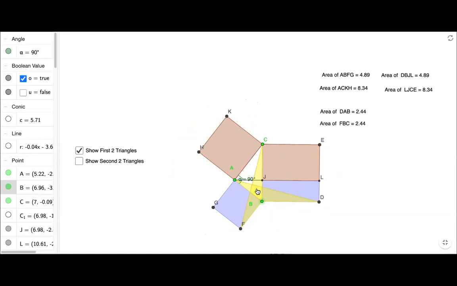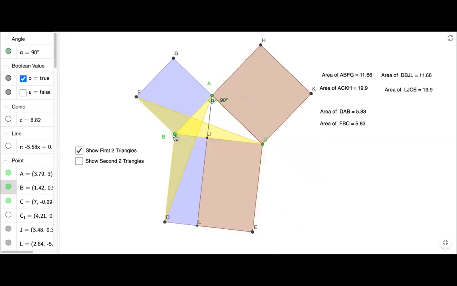So if the triangles have the same area, the blue square is double the first triangle, and the blue rectangle is double the other triangle. But if the triangles have the same area, double them is the same also, and therefore the blue square and the blue rectangle will have the same area.